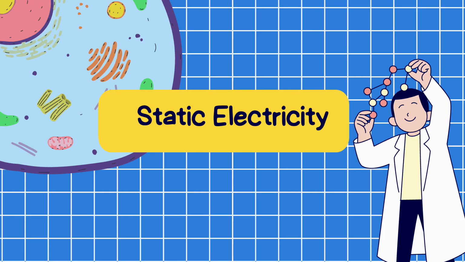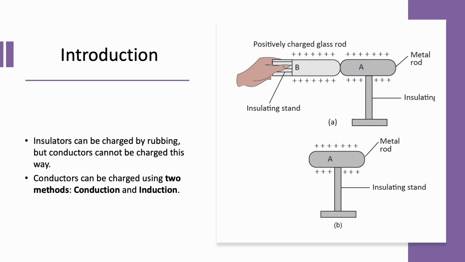Static electricity. Introduction. Insulators can be charged by rubbing, but conductors cannot be charged this way.